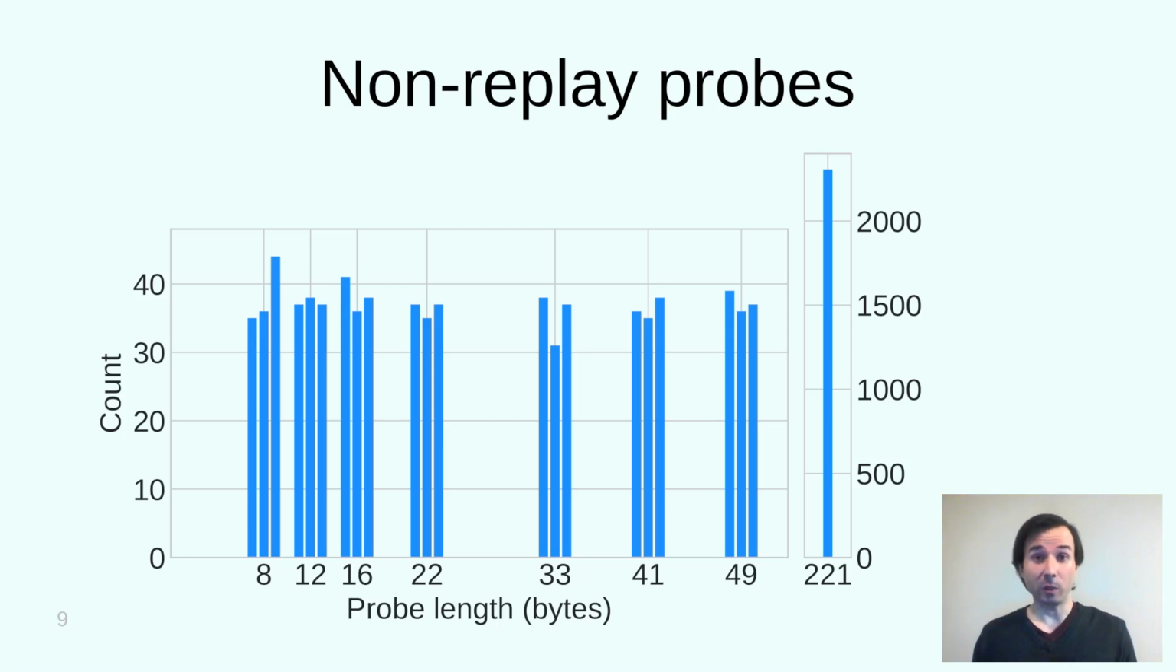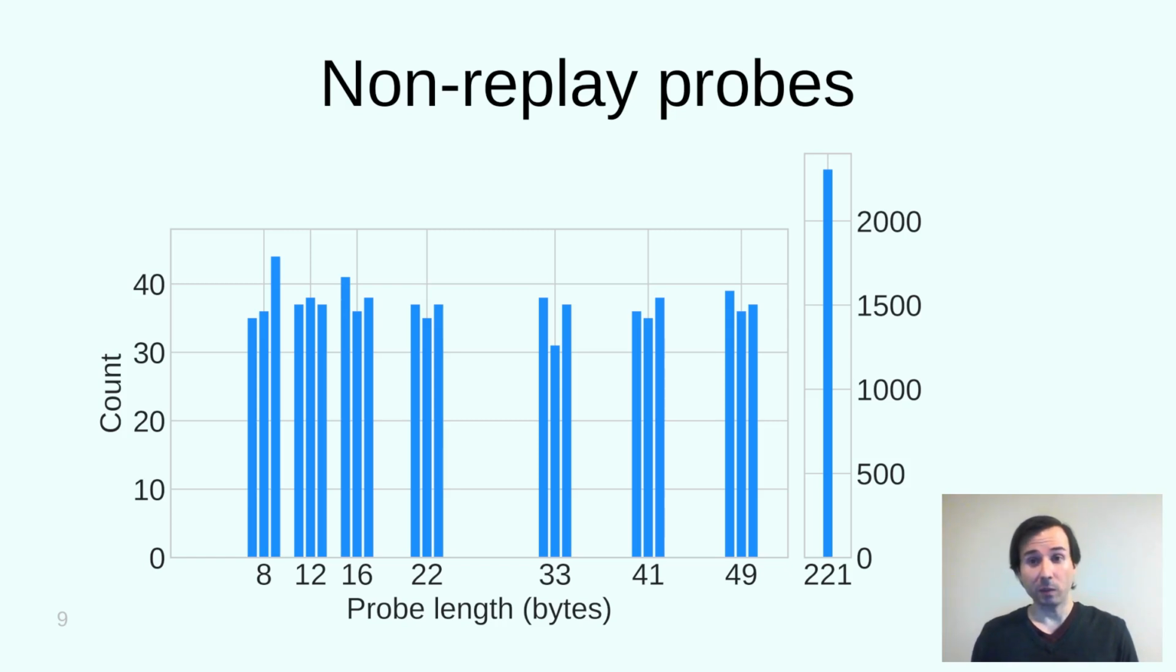Now, the non-replay probes. These ones had a payload that was, to all appearances, random, but didn't match any prior legitimate connection. And you notice there's a very strange distribution of packet lengths. Looking at the ones of length below 50, you'll see that they're roughly uniformly distributed in what I'll call triplets, centered on lengths 8, 12, 16, 22, 33, 41, and 49. So the triplet at 8, for example, that represents a length of 7, a length of 8, and a length of 9, all being about equally likely to be sent.